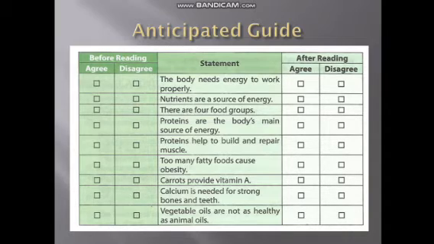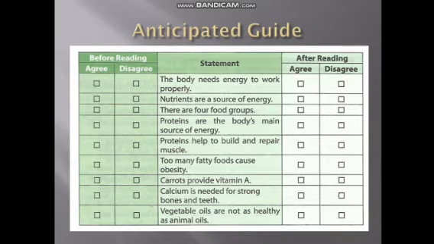provide vitamin A. Of course, I agree with that statement. Carrots provide vitamin A. Yes, I am in total agreement with this statement. All right, so the next one: calcium is needed for strong bones and teeth. Of course, I would agree with this statement.